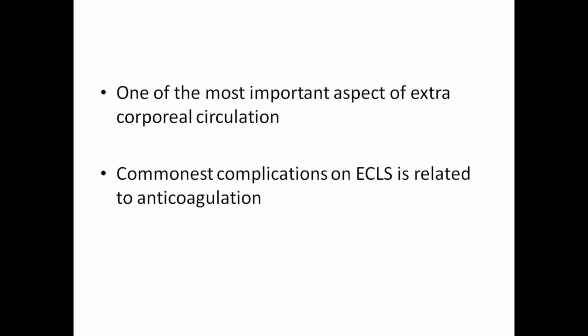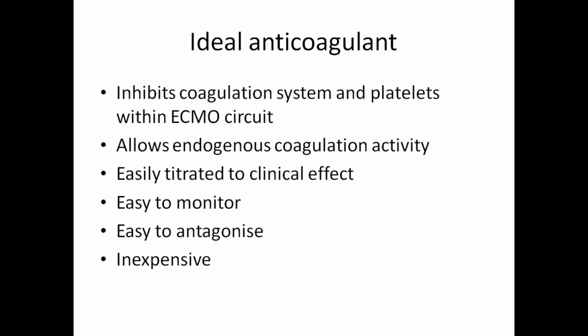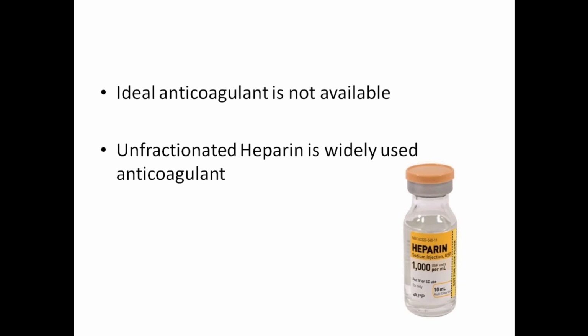But before we go to what we use, what kind of anticoagulation would we need to run ECMO? We need an anticoagulant which can inhibit the coagulation cascade and platelets within the ECMO circuit, but not in the patient. So only in the circuit, not in the patient, so that the patient doesn't have any bleeding complications, and it's easy to titrate for the clinical effect we're desiring, and it should be easy to monitor. And if there's a problem, we should be able to antagonize it easily so that we can reverse the effect, and it should be inexpensive as well. But like many ideal things in the world, it doesn't exist.